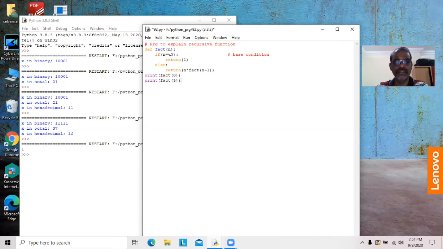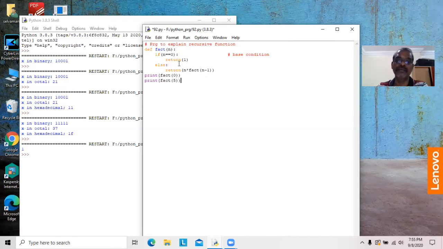Now fact of 4 checks whether 4 equals 0, again the condition comes. Now the result will be 5 multiplied by 4, multiplied again by fact of 3. Then fact of 2, it will go here. Again it becomes 5 multiplied by 4 multiplied by 3 multiplied by fact of 2. It goes like this.